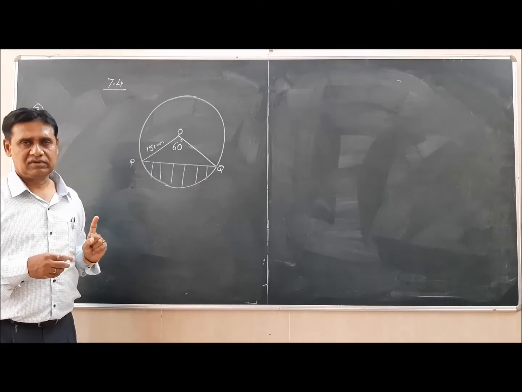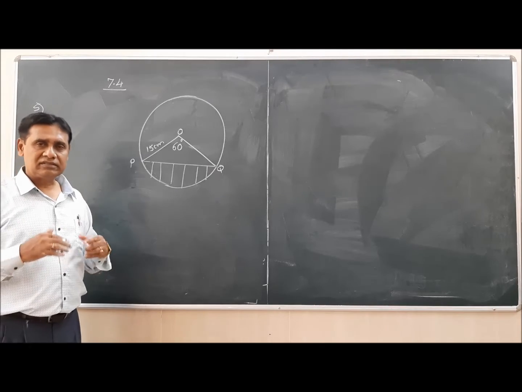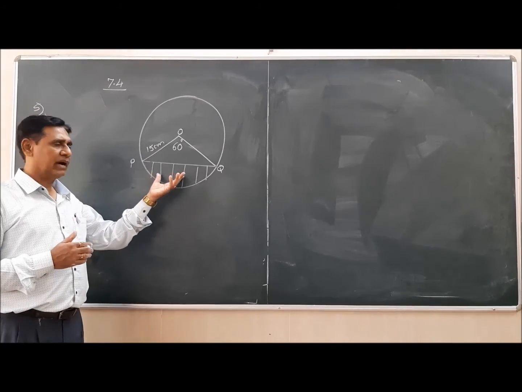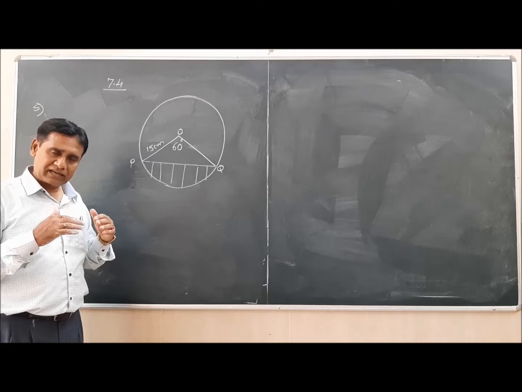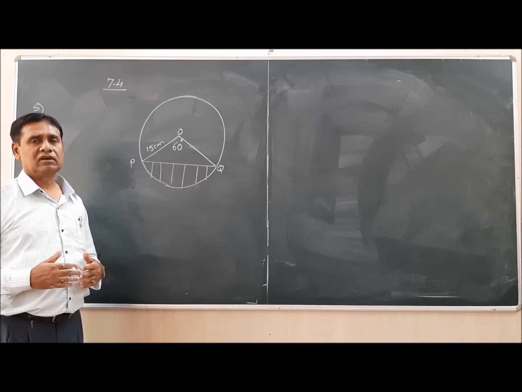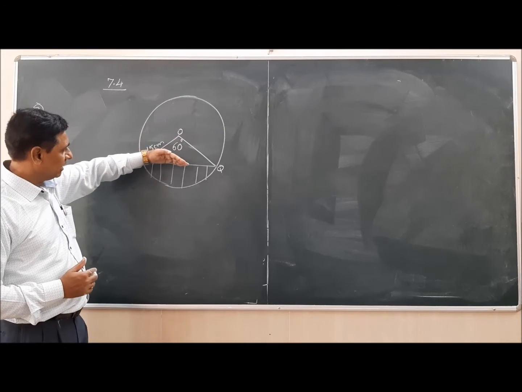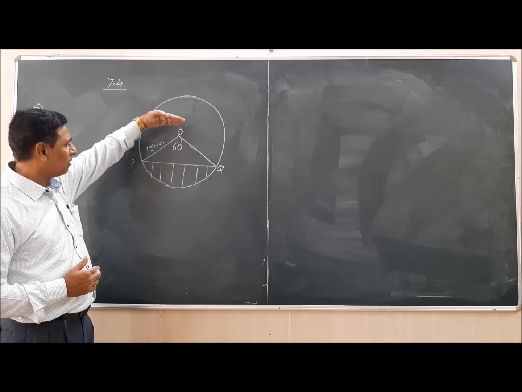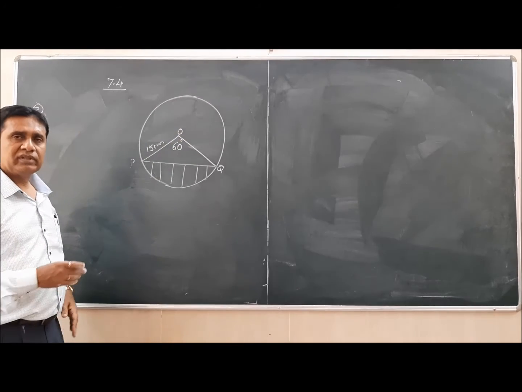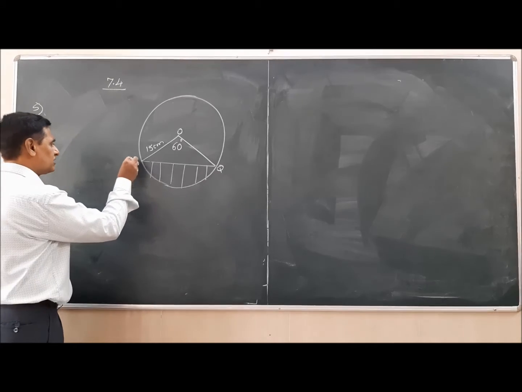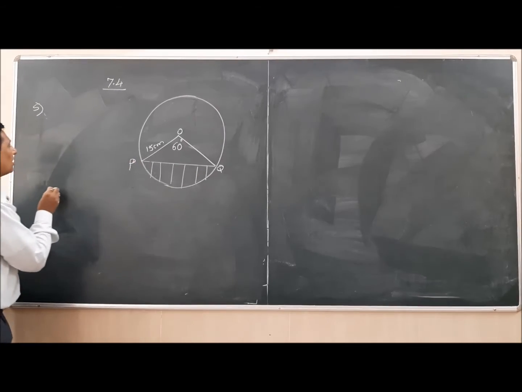First, find the area of the circle, then calculate the area of the minor segment, then subtract the area of the minor segment from the area of the circle. Naturally, whatever area is left just above chord PQ will be the area of the major segment. So let's find the area of the circle first.